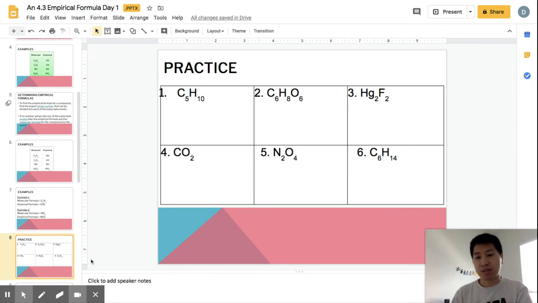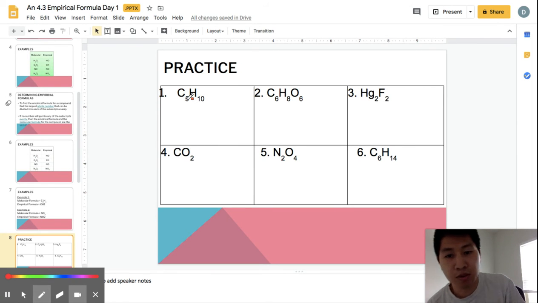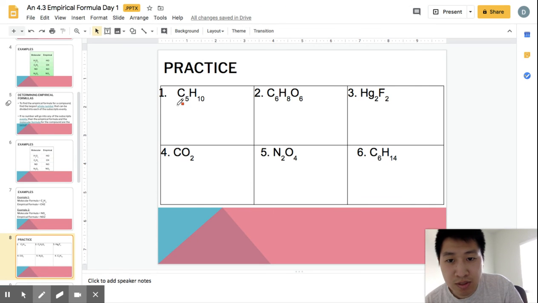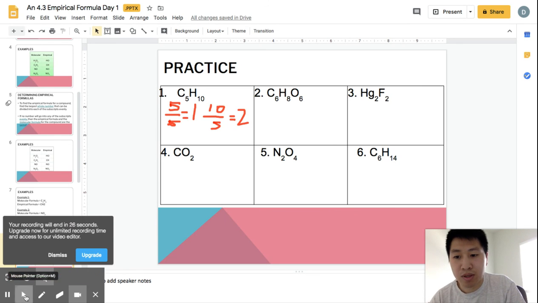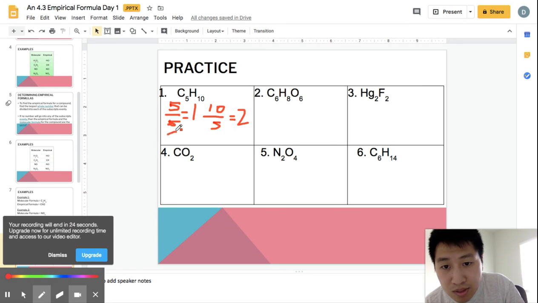Now, doing some practice. So if we did this one, so number 1, please watch carefully how I do it. So what number goes into both 5 and 10? We do 5 and 10 into both of them. So if you do 5 divided by 5, that would equal 1. And if you do 10 divided by 5, it would equal 2. So then your answer will come out to be CH2.